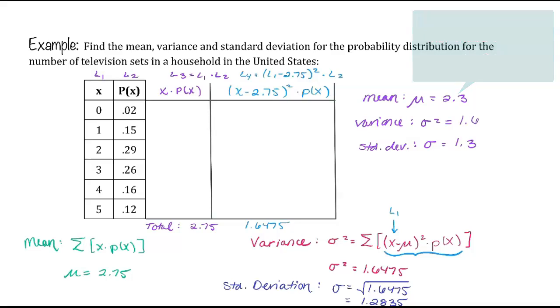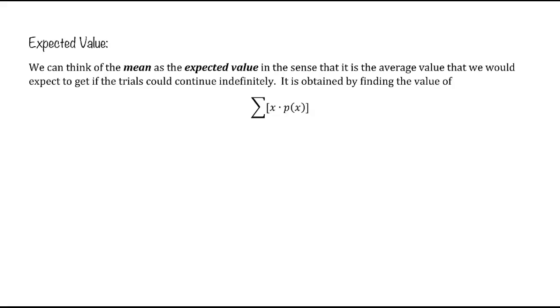Now that we know how to calculate these parameters for a probability distribution, we can talk about expected value. We can think of the mean as the expected value, in the sense that it is the average value that we would expect to get if the trials could continue forever, indefinitely. In other words, we can find the expected value by finding the value for the mean, the sum of each data value x times its corresponding probability. Let's take a look at an example.